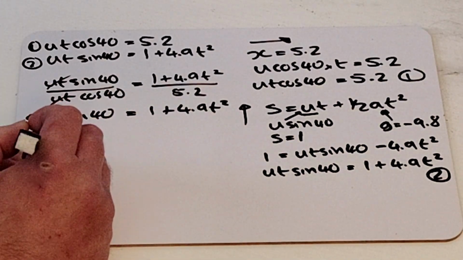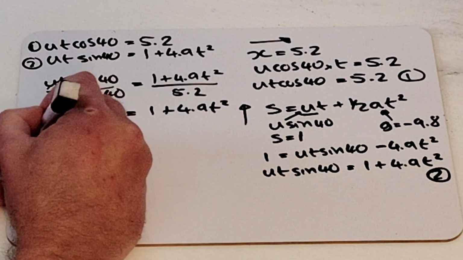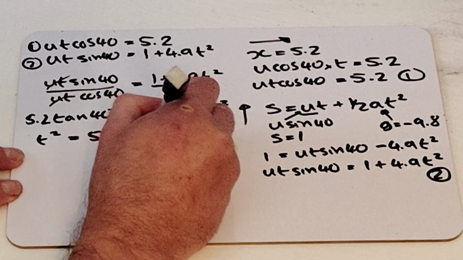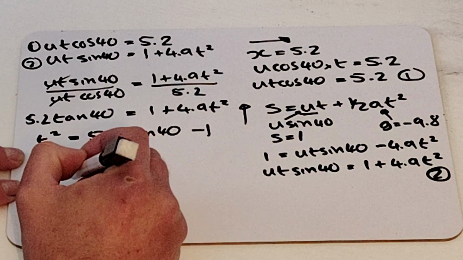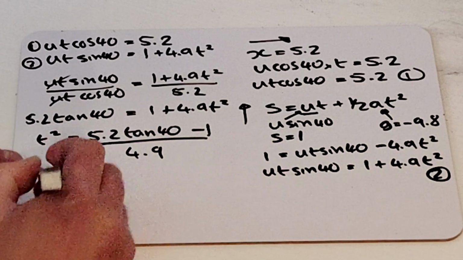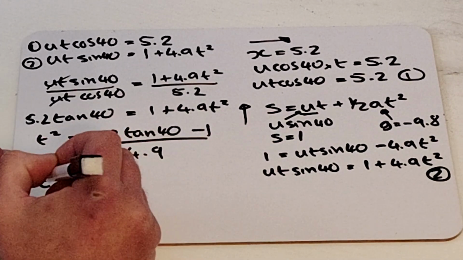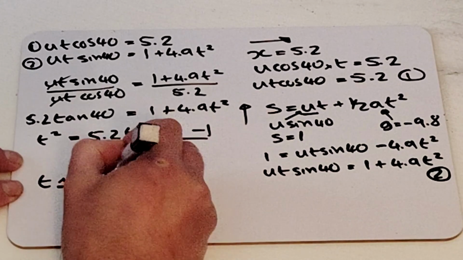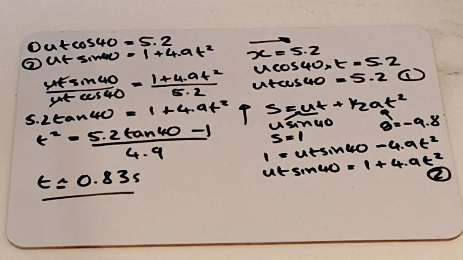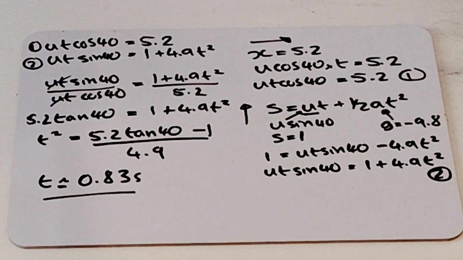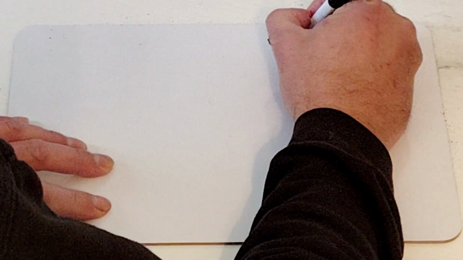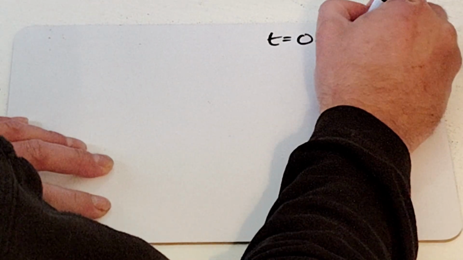So I'm going to rearrange to get t squared on its own. So t squared is equal to 5.2 tan 40 minus 1, and if I divide all that by 4.9, that will give me t squared. If I plug my values in, I get t as approximately equal to 0.83 seconds. So we're nearly home and dry now. We've just established that t was approximately 0.83 seconds.